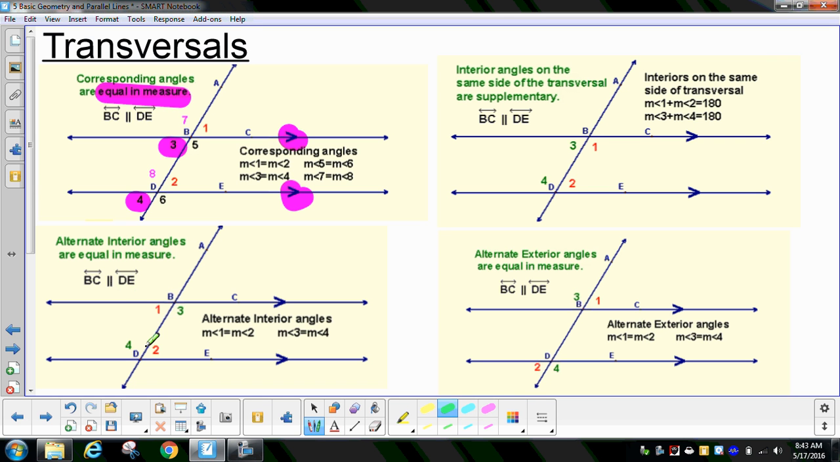Alternate interior angles are on the opposite side of the transversal between the 2 parallel lines, and they are also congruent. So 3 and 4, 1 and 2. Alternate exterior angles are equal in measure, and they are outside of the 2 lines and on opposite sides. So 3 and 4, 1 and 2. Last but not least, same side interior angles or consecutive angles are supplementary. They look like they're 2 angles of maybe a parallelogram inside there. So 3 and 4 add up to 180. 1 and 2 add up to 180.